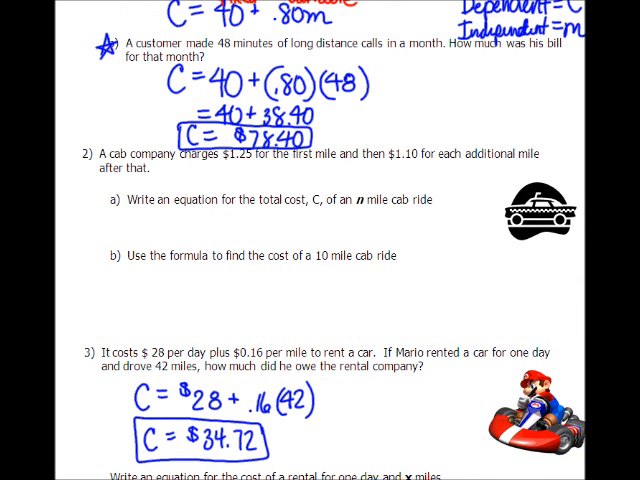Now let's go look at the one up above, because this one's a little bit trickier. A cab company charges $1.25 for the first mile and $1.10 for each mile after. Write an equation and use the formula to find the cost of a 10-mile cab ride. Now you have to really think about this, because it's $1.25 for the first mile.